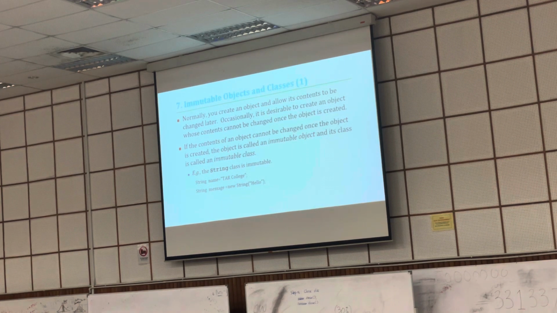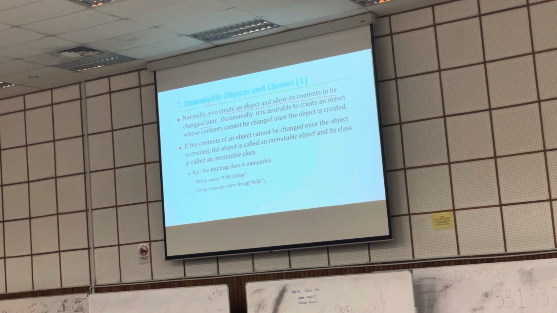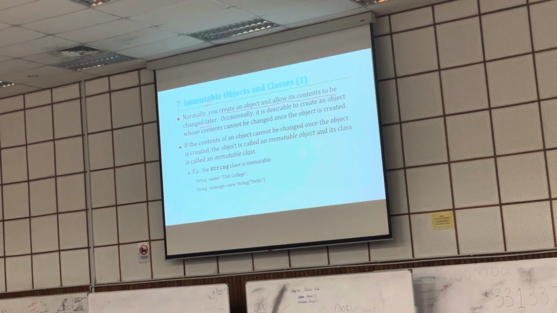And lastly, we already learned about immutable and also mutable. Immutable means you cannot change the value once you have created it. Mutable means you can change the value. Normally, you create an object and usually we allow them to change the value. Let's say I create a customer class, then I will say that you can set the name, you can set the address and everything.